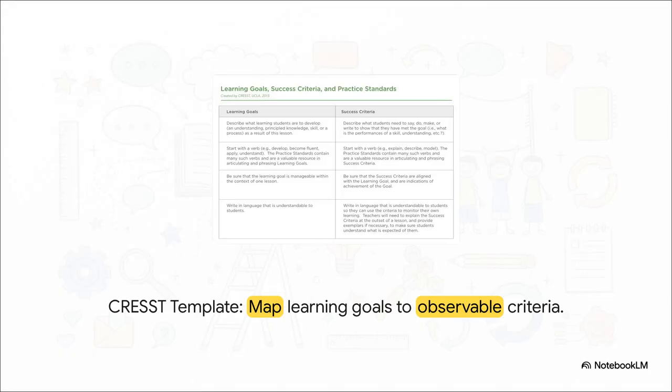Now, what's really interesting about this CREST template from UCLA is how it forces a very specific translation. When a teacher starts with a learning goal, they might use abstract verbs like understand, develop, or become fluent. But when mapping that over to success criteria, the verbs have to shift to concrete, observable actions, like explain, describe, or model. It's an amazing mental check to make sure you're moving from an abstract standard in your head to concrete, observable evidence for your students.